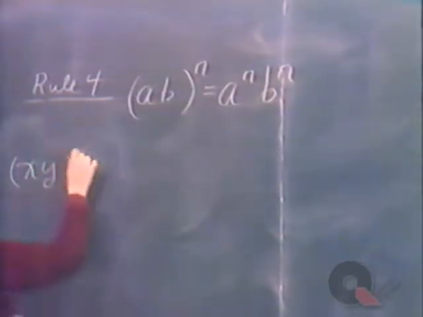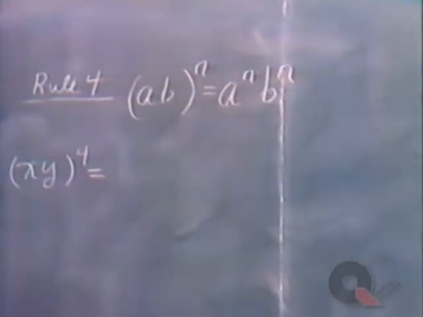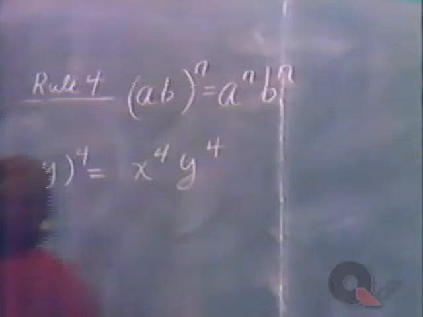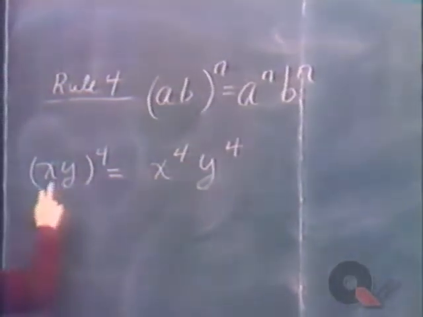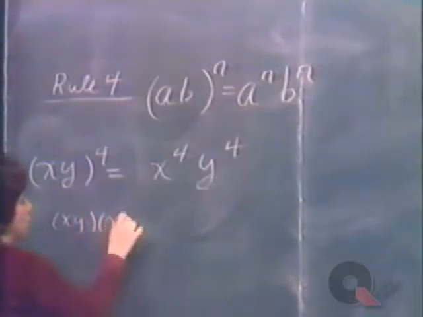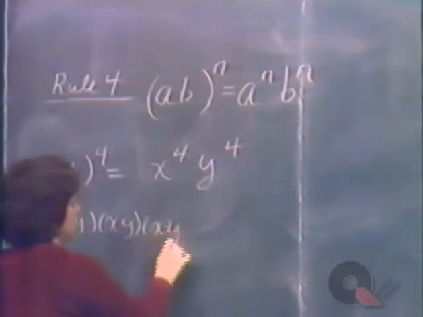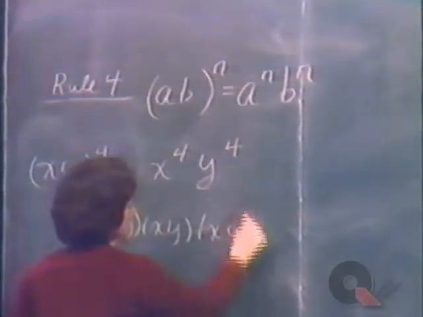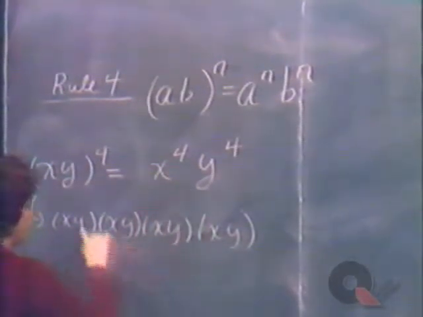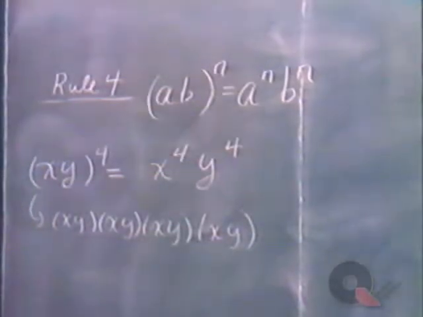xy to the 4th power. According to the rule, it is x to the 4th power, y to the 4th power. And you can see the sense in this. This is xy to the 4th power. It's xy times xy times xy times xy. So you have x as a factor 4 times and y as a factor 4 times.